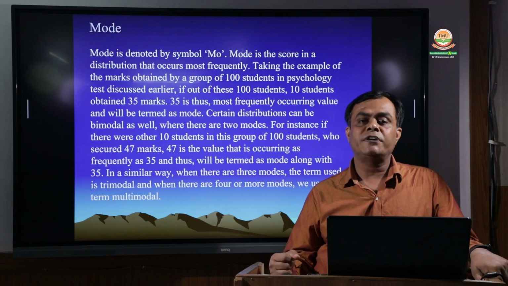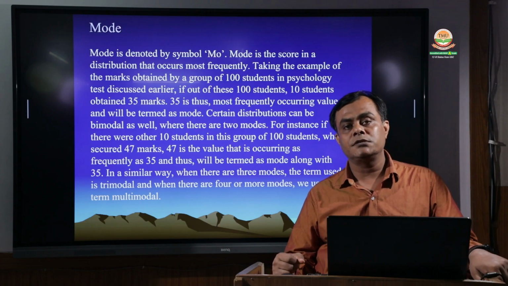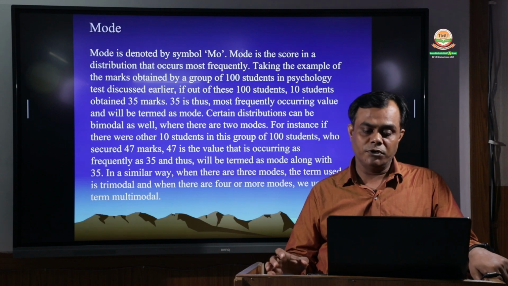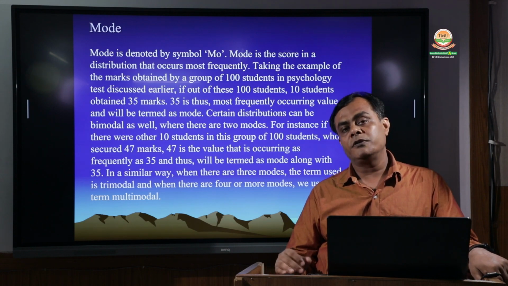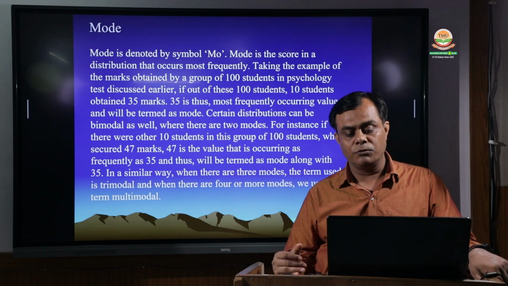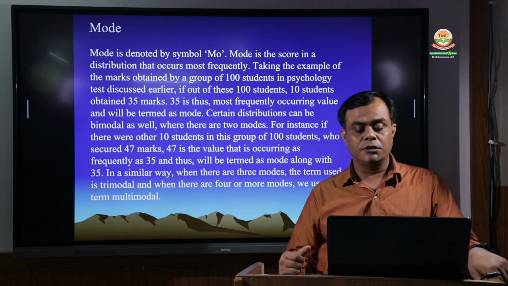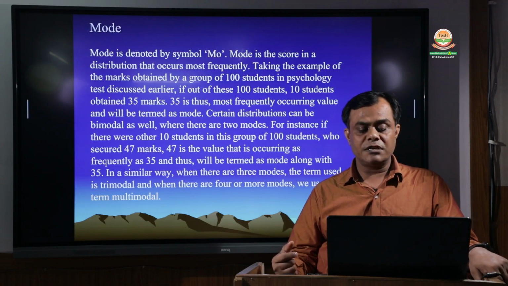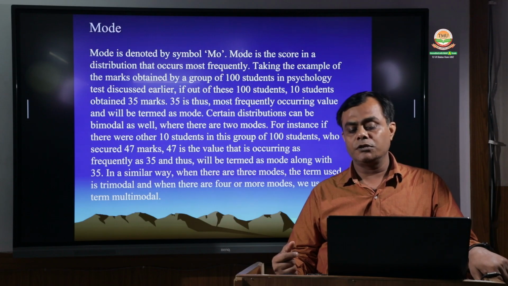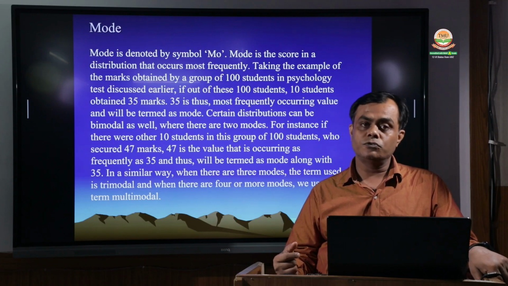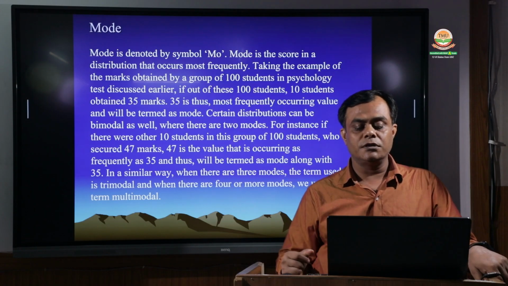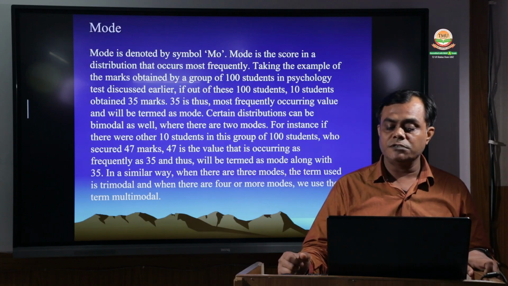So simply, 35 marks is considered the mode value, because the 35 marks have a high frequency in the whole data. So the mode value tells you which value has a high frequency in the whole data. For instance, if there were 35 students out of the group of 100 students who scored 47 marks, then 47's frequency is 35, thus we will term it as the mode along with the 35.